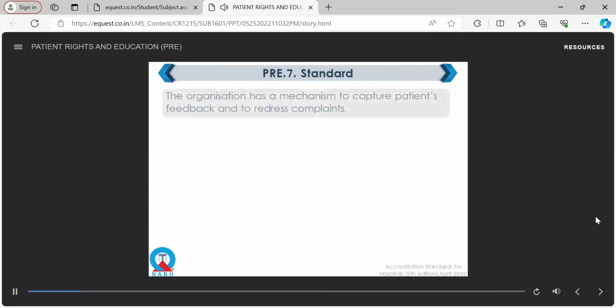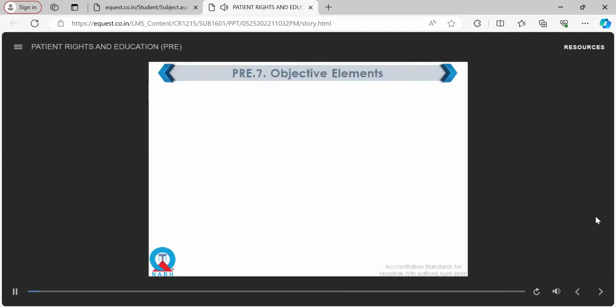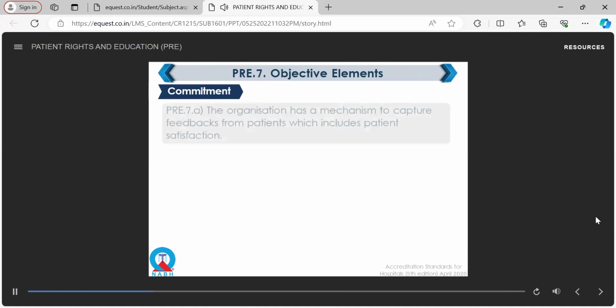Let's move towards the seventh standard, that is PRE.7. As per the standard PRE.7, the organization has a mechanism to capture patients' feedback and to redress complaints. There are 6 objective elements of standard PRE.7. As per the first objective, which is a commitment for the organization, the organization has a mechanism to capture feedback from patients, which includes patient satisfaction.